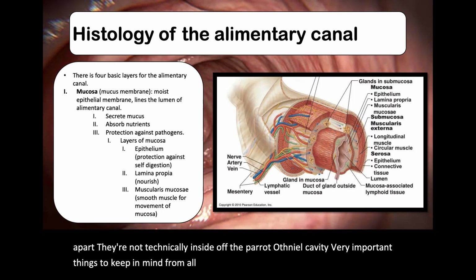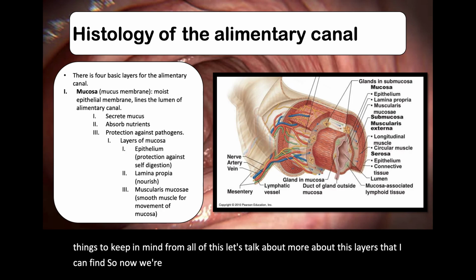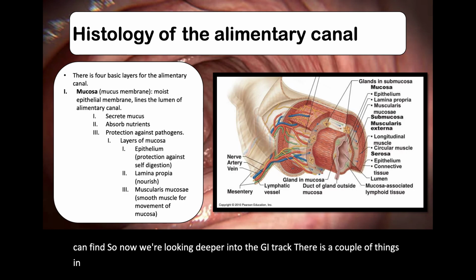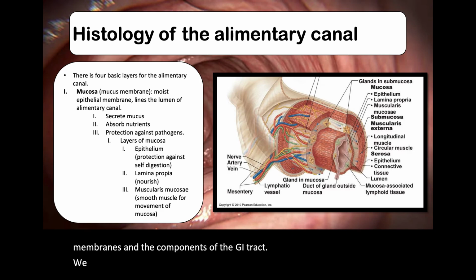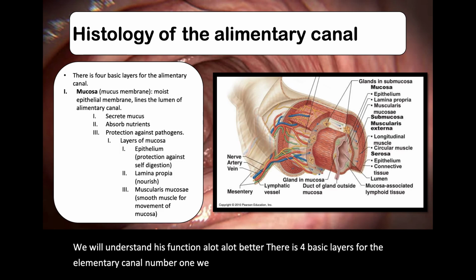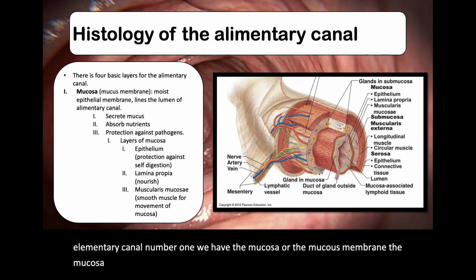Let's talk more about these layers that I can find. So now we're looking deeper into the GI tract. There are a couple of things in here to keep in mind, because if we understand the layers and the membranes and the components of the GI tract, we will understand its function a lot better. There are 4 basic layers for the alimentary canal. Number 1, we have the mucosa, or the mucous membrane. The mucosa is a moist epithelial membrane that lines the lumen of the alimentary canal.